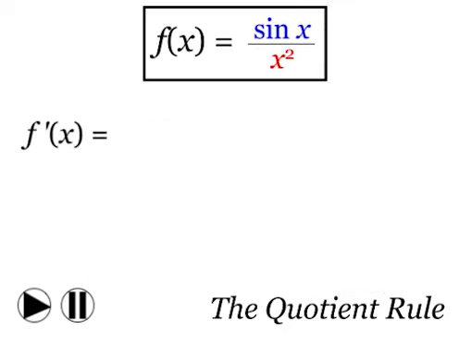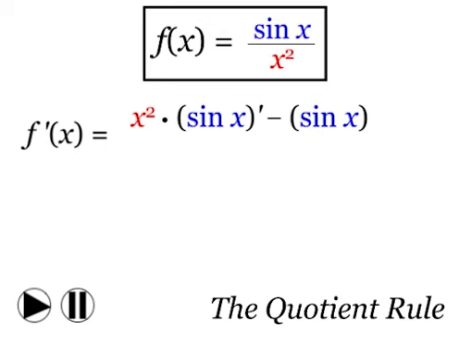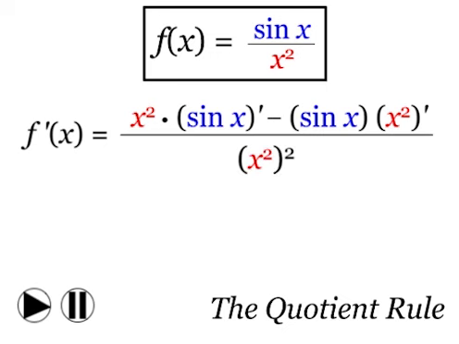The derivative, f prime of x, will be equal to the bottom of the fraction left alone times the derivative of the top of the fraction minus the top of the fraction left alone times the derivative of the bottom of the fraction. And we're going to divide that entire quantity by the bottom of the fraction squared. So what does that mean?